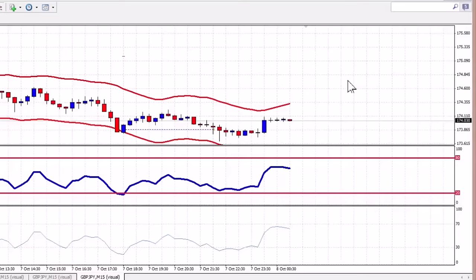Okay, we've come to the end of this trading session. Let's have a look at the graph.